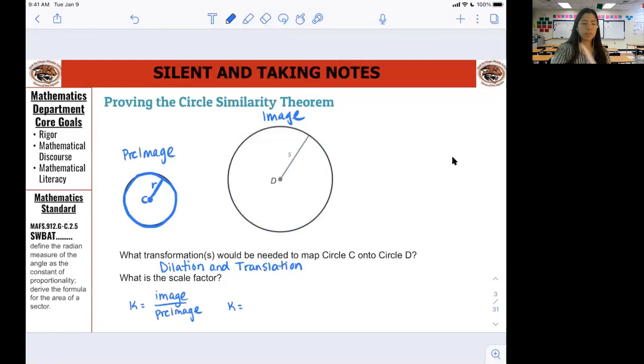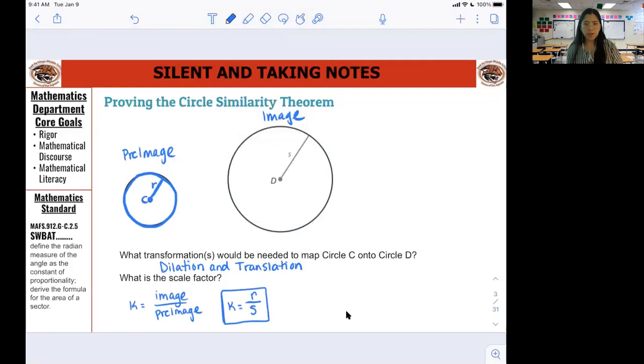What are they showing us on the screen? Is this the radius or is this the diameter? This is the radius. So if I'm doing image over pre-image, the scale factor is just going to be R over S, radius over radius. Whatever the radius measures, we can divide them and get our scale factor. So it's pretty simple. Do I have any questions on that?